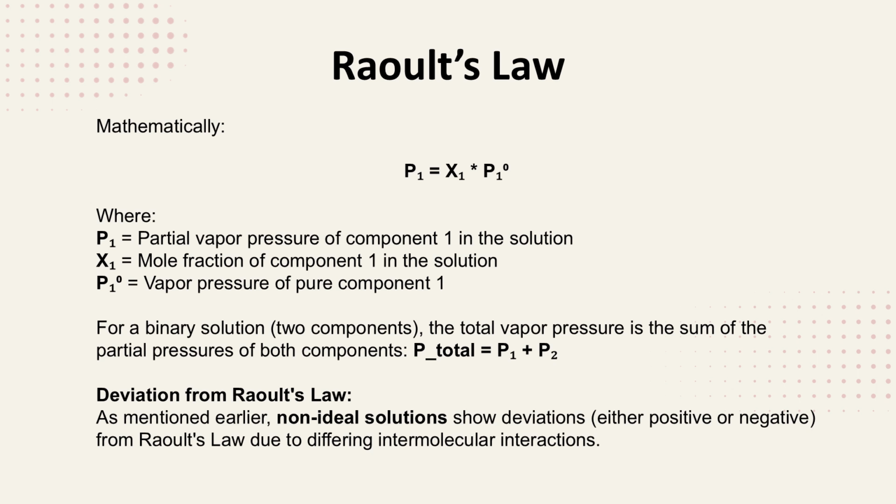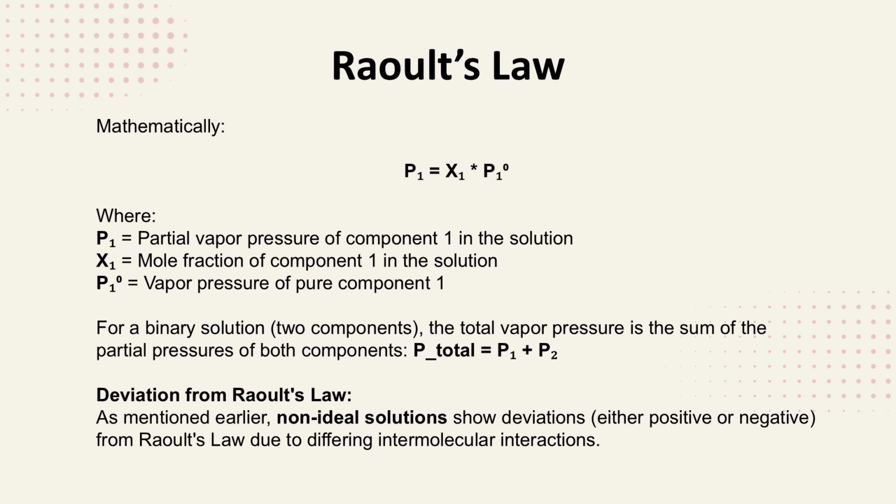X1 is the mole fraction of component 1. P1° is the vapor pressure of pure component 1. The total vapor pressure in a binary solution is the sum of the partial pressures of both components. In non-ideal solutions, deviations from Raoult's law occur due to unequal intermolecular interactions.